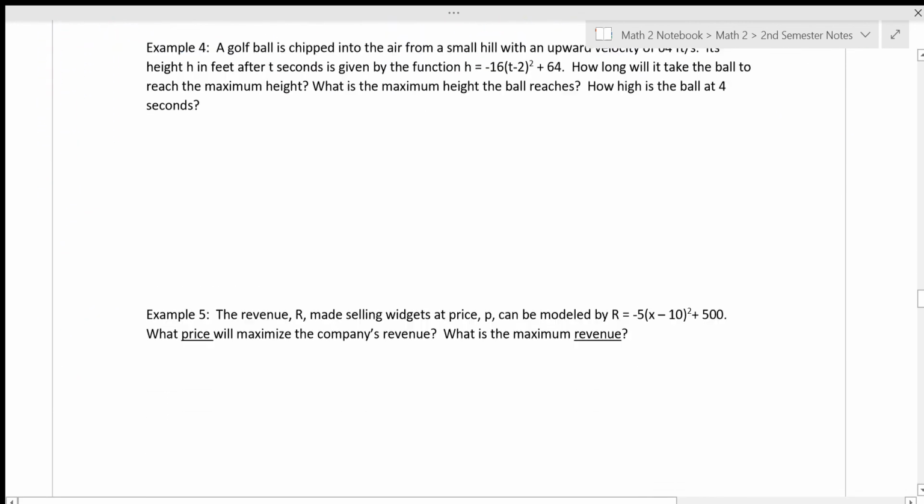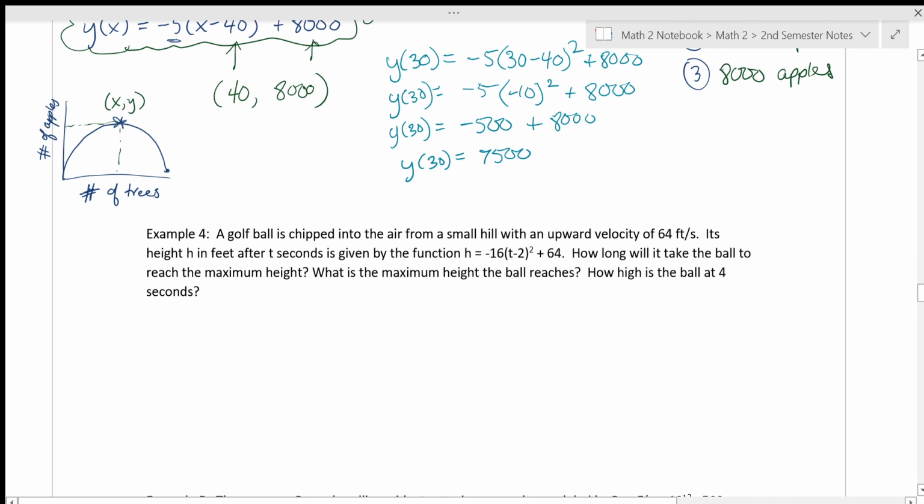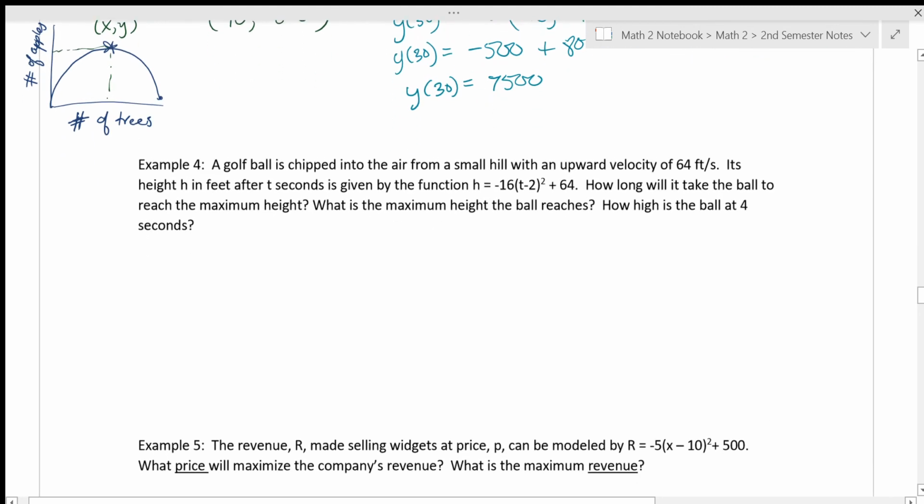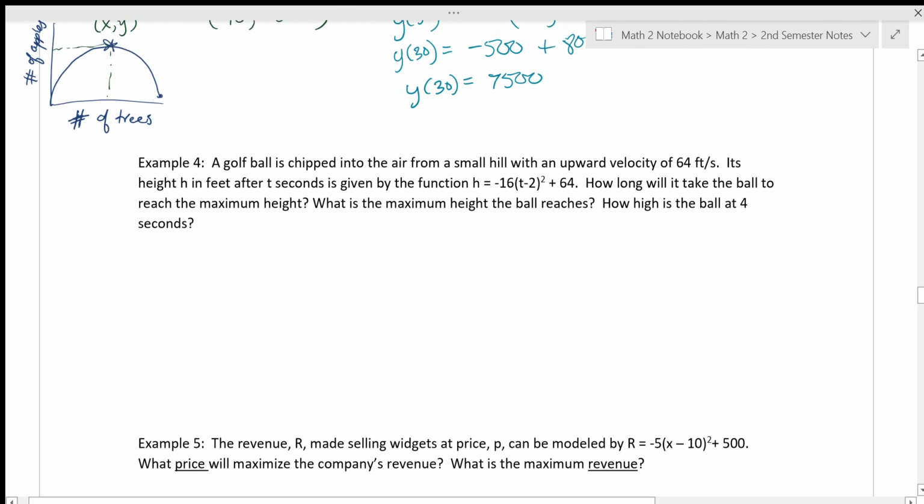So we'll do one more here. We'll do the golf ball. Okay, same idea we talked about. You chip a ball in the air, it's going to go up and then come back down. Okay, so they give us the equation here. There's some information in the problem, but they give us this equation. H, the height of the ball at any given time, will be equal to negative 16 times the time minus 2 squared plus 64.